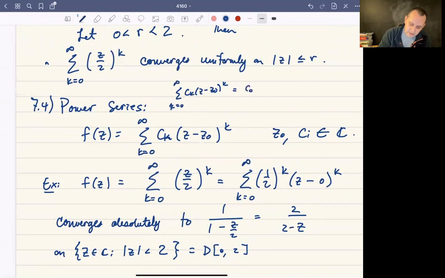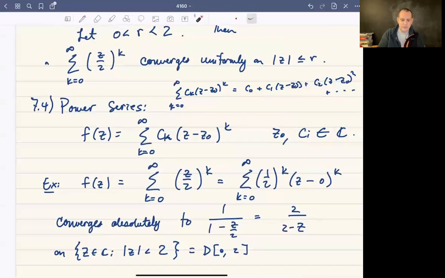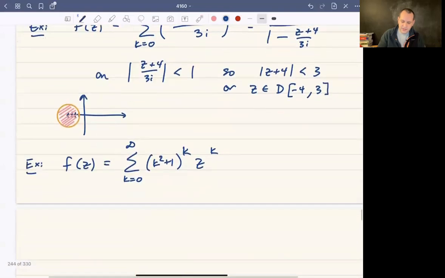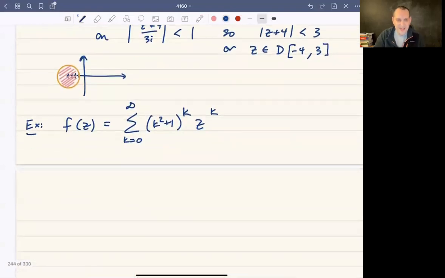This is c0, because (z minus z0) to the 0 power is 1, plus c1 times (z minus z0), plus c2 times (z minus z0) squared, and so on. And so we make the convention that 0 to the 0 in the context of power series is 1, because we include that c0 term. Okay, so this is going to be just the first term, what happens when k is equal to 0, and that's going to be 1 to the 0, which is just 1.